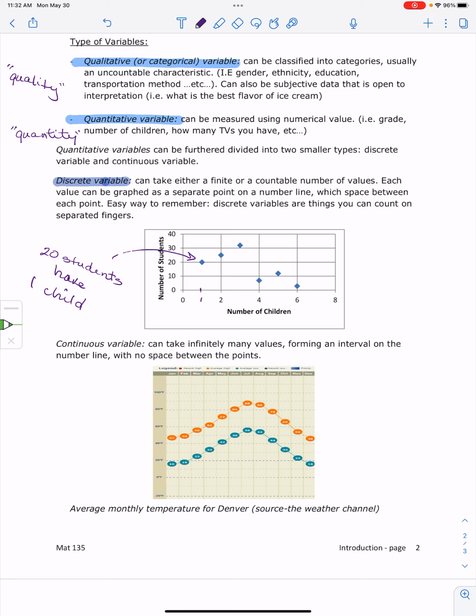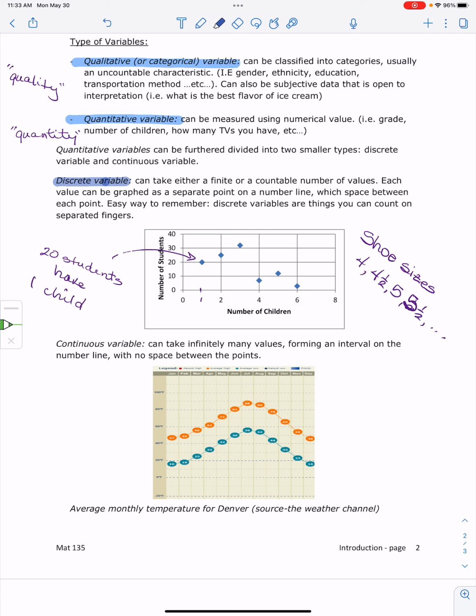They don't always have to be whole numbers. Think about shoe sizes. I can have a size 4, a size 4.5, a size 5, and so on. Oops, 5.5. There is no way to have a size 5.3 shoe. Okay? So although these are not whole numbers, they're still countable and separate.